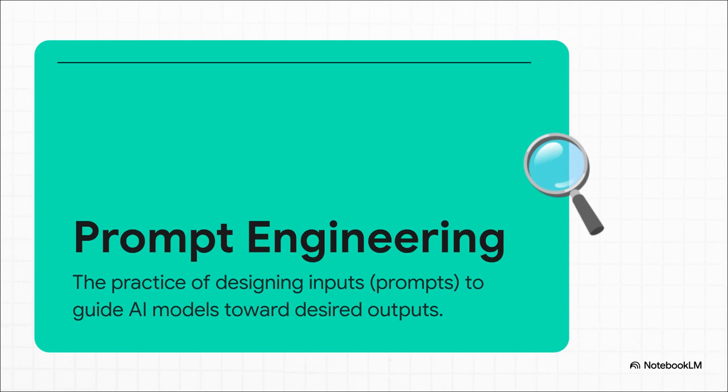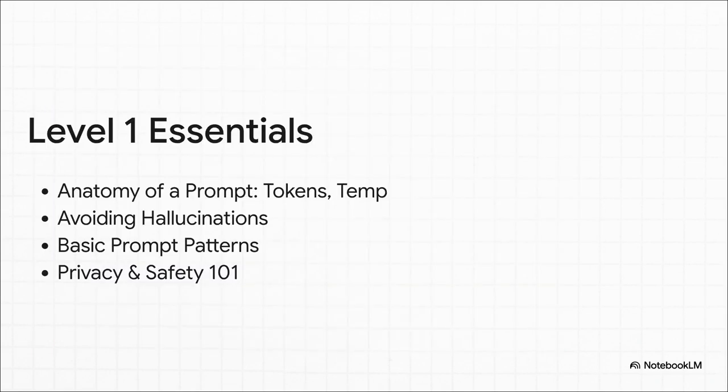You can think of it as the art and science of having a good conversation with an AI. So on the ground floor, level 1, you're learning the absolute must-haves. You know, what makes a good prompt tick? How do you spot and avoid those weird AI hallucinations? And the really non-negotiable stuff, privacy and safety 101. These are the skills literally everyone needs to have.